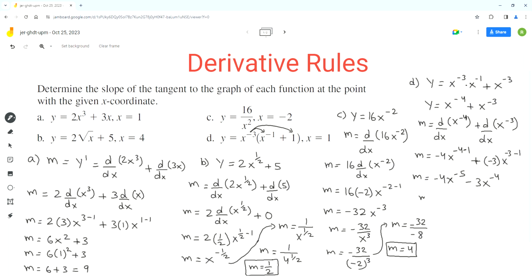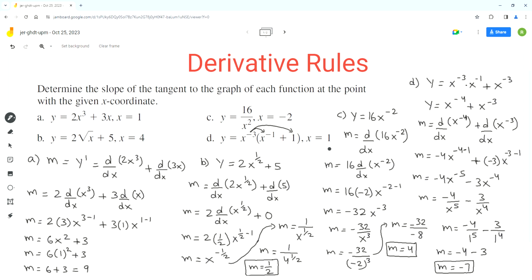And now we can make the exponents positive by moving the x terms to the denominator: negative 4 over x to the power 5, minus 3 over x to the power 4. Now we can find the slope of the tangent by subbing in x as 1, the given x coordinate for the point. So we get m equals negative 4 over 1 to the power 5 minus 3 over 1 exponent 4. 1 to the power 5 is equal to 1, so negative 4 over 1 is just negative 4, and 1 to the power 4 is equal to 1, so we get 3 over 1, which is just 3, so minus 3. So the slope of the tangent is equal to minus 7. This is the slope of the tangent for the function given in part D at x equals 1.